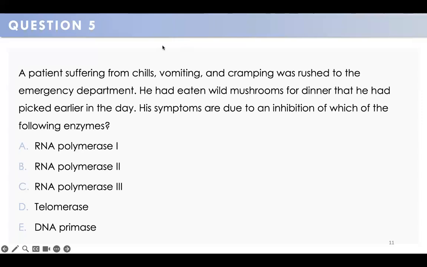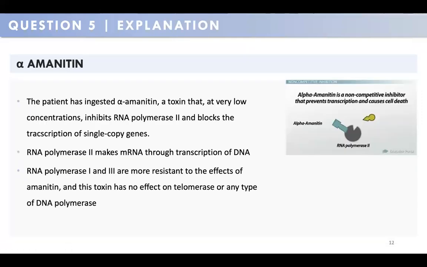Alpha-amanitin. Yes, excellent. The answer is B, RNA polymerase 2. The patient most likely has ingested alpha-amanitin, which is a toxin that at a very low concentration inhibits RNA polymerase 2, blocking the transcription of the single copy genes. RNA polymerase 2, as you know, makes the messenger RNA through the process of transcription of the DNA. RNA polymerase 1 and 3 are more resistant to the effect of amanitin, and the toxin has no effect on telomerase or any type of DNA polymerase.